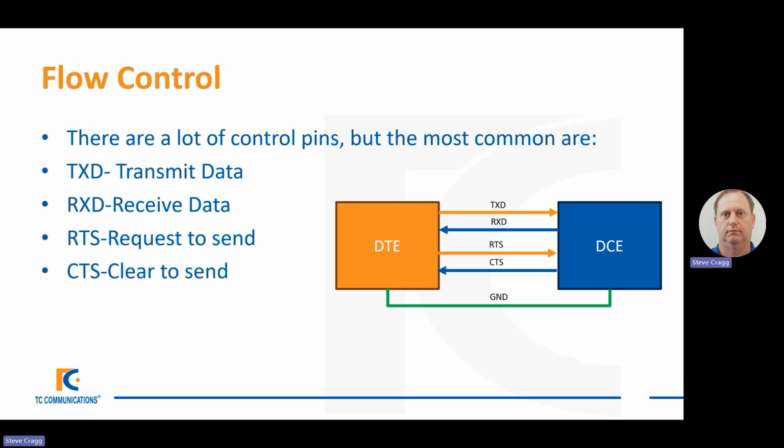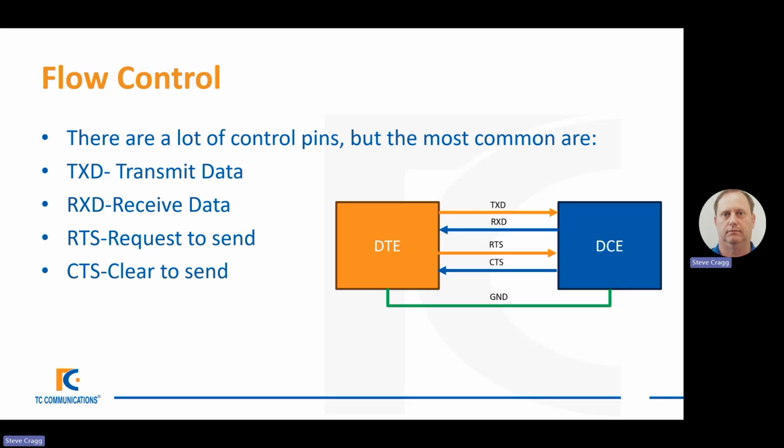It will assert, or set to 1, the request to send line, or the RTS line. The DCE will receive that, and if it's prepared to accept data, then it will assert the CTS line, or the clear to send. In other words, the handshaking is RTS says, may I send the data? And the receiving device says, yes, you may send the data.